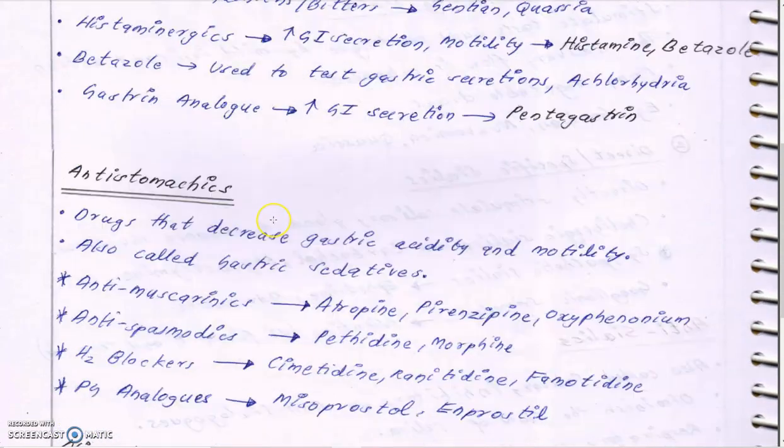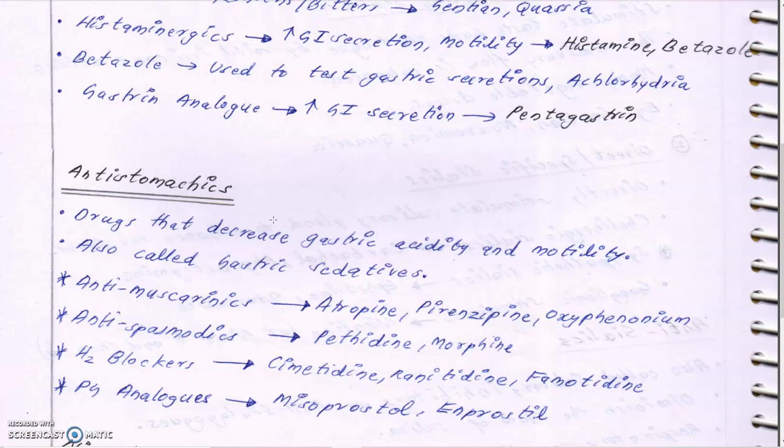Now, antistomachics. These are entirely different. Stomachics we were using to promote digestion and intestinal motility. What are antistomachics? They do exactly the opposite action. They decrease the gastric acidity and decrease the motility inside the stomach. So they are called gastric sedatives. They decrease the function and give a sedative action to the gastric cells so that they will not act anymore.